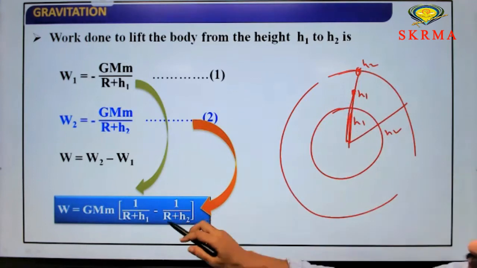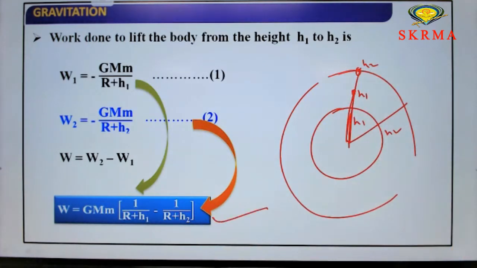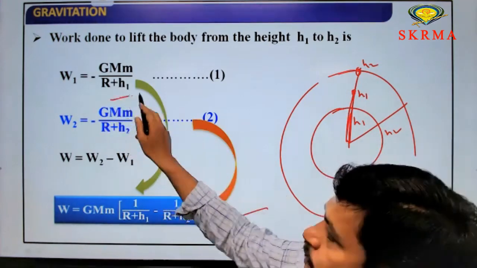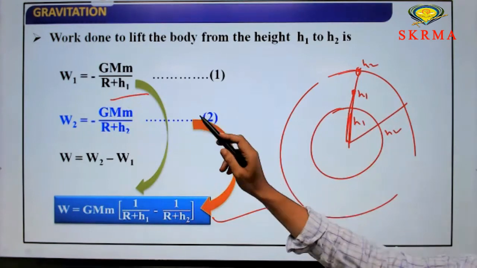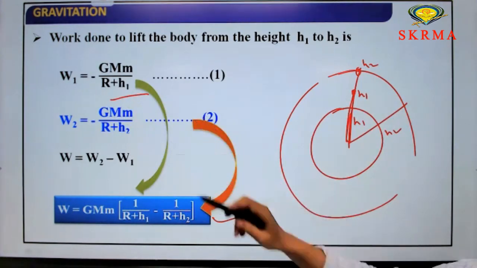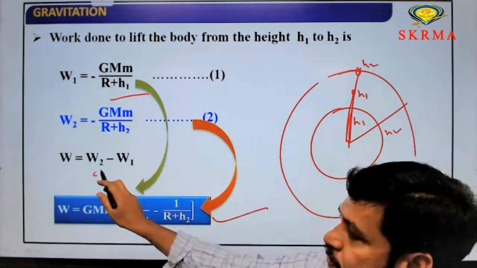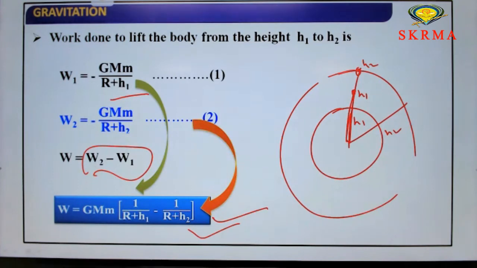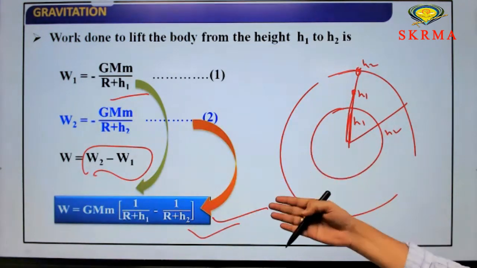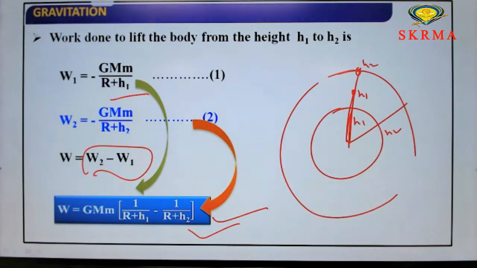In such a case, what is the work done? If they are asking for work done, it depends upon this formula. The work done to bring from h1 height is GMm by R plus h1, and from height h2, GMm by R plus h2. What is the net work done? Net work done is nothing but W2 minus W1. The equation is GMm into 1 by R plus h1 minus 1 by R plus h2. This is the net work done to move from h1 to h2 height.